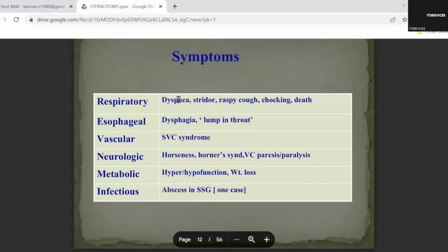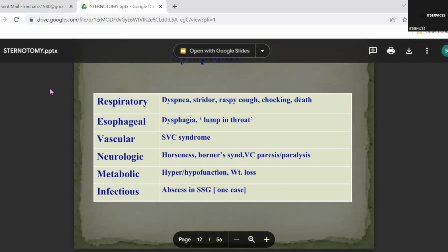Most of the patients present with obstructive symptoms, usually dyspnea, stridor, cough. Very rarely they'll complain of dysphagia or lumps in the throat. When you have an infiltrative lesion, or if the lesion is compressing onto the superior vena cava, we'll have Pemberton syndrome or superior vena cava obstruction, which we will go to. If it is an infiltrative lesion, it can cause hoarseness of voice because of vocal cord paralysis, Horner's syndrome, etc. And depending upon whether it is functional or not, other problems can happen.